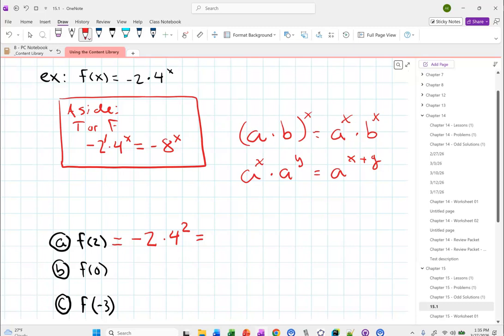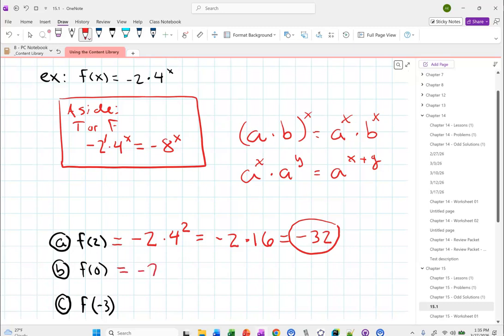If I want to simplify this down, what do I do first? The exponent comes first, yep. Remember the order of operations. So 4 squared is 16. And then -2 times 16 is -32. There's our answer. Any questions there? Okay.